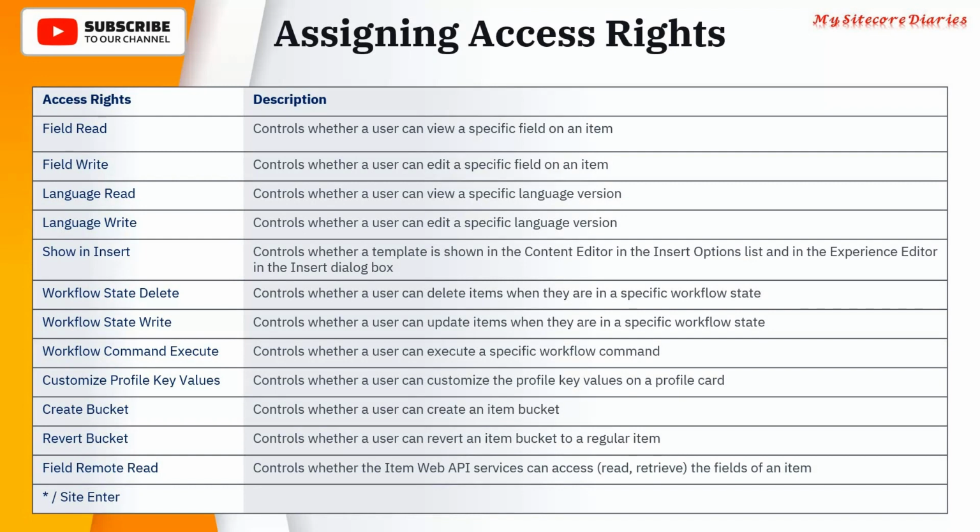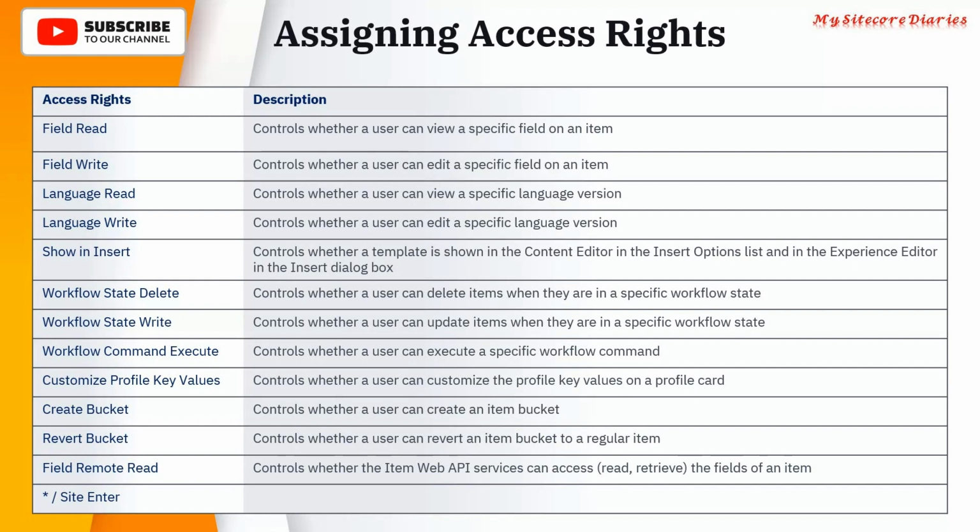Similarly, workflow state write is the right option for whether you can update or not. Then command execute controls whether a user can execute a specific workflow command. Then you have customized profile key values. The user can customize the profile key values if he has this access. Then you have bucket create. You can create a bucket or revert a bucket. So it controls whether a user can create an item bucket, or whether a user can revert an item bucket to a regular item.